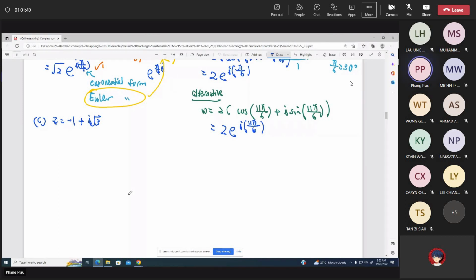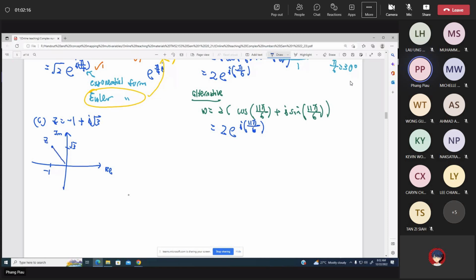Okay. Then we have this question. Again, always start with the diagram, real and imaginary, because this diagram will show you in which quadrant this complex number is. So negative 1 is somewhere here, and you have your positive root 3. So this is the point.